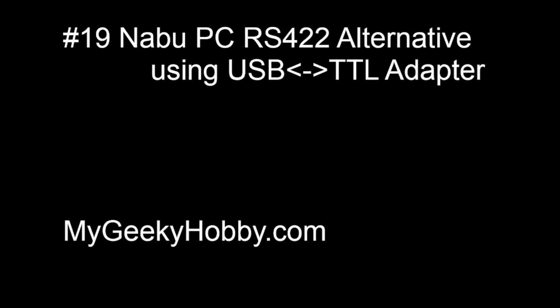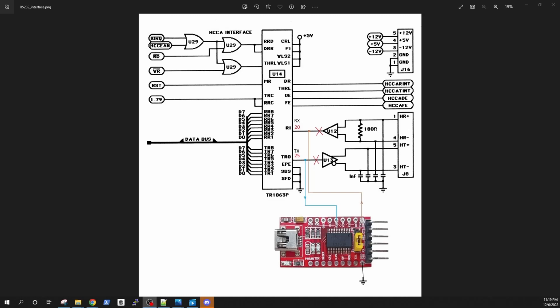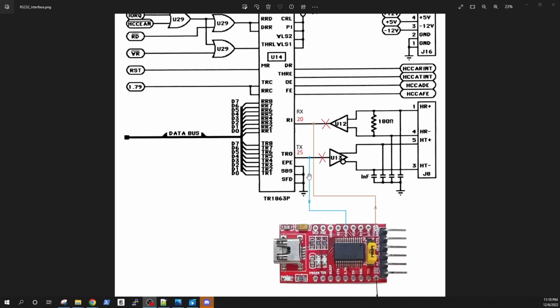Today we are going to be trying to get an alternative to this RS422 interface on NABU so we can do some serial communication. We'll try to use a USB to TTL adapter to implement this interface. Let me show you quickly what the plan is.